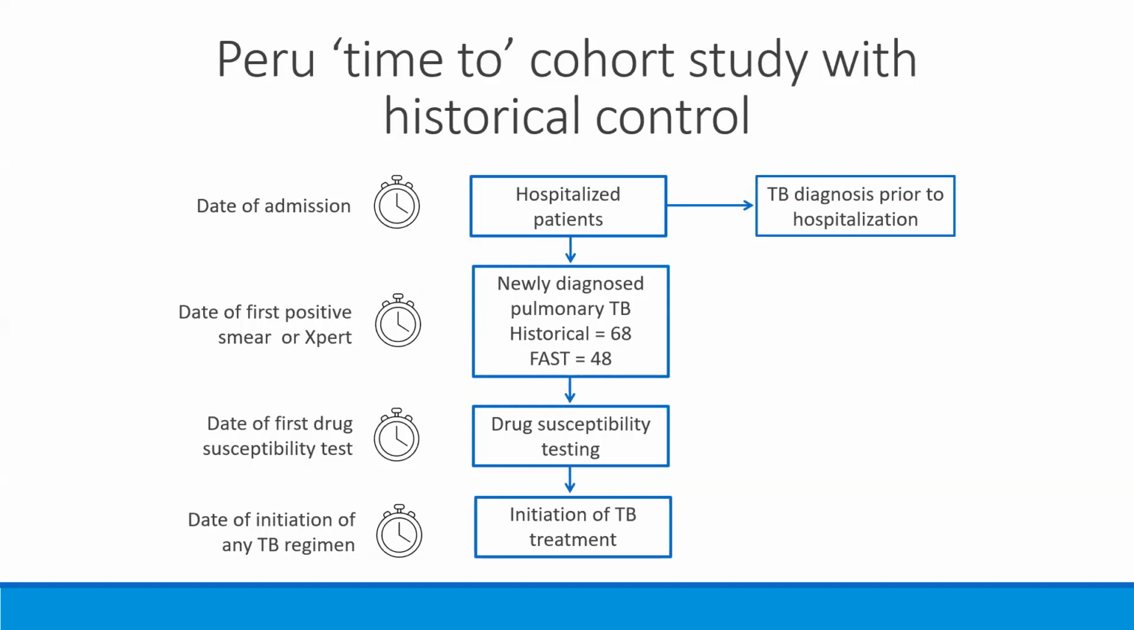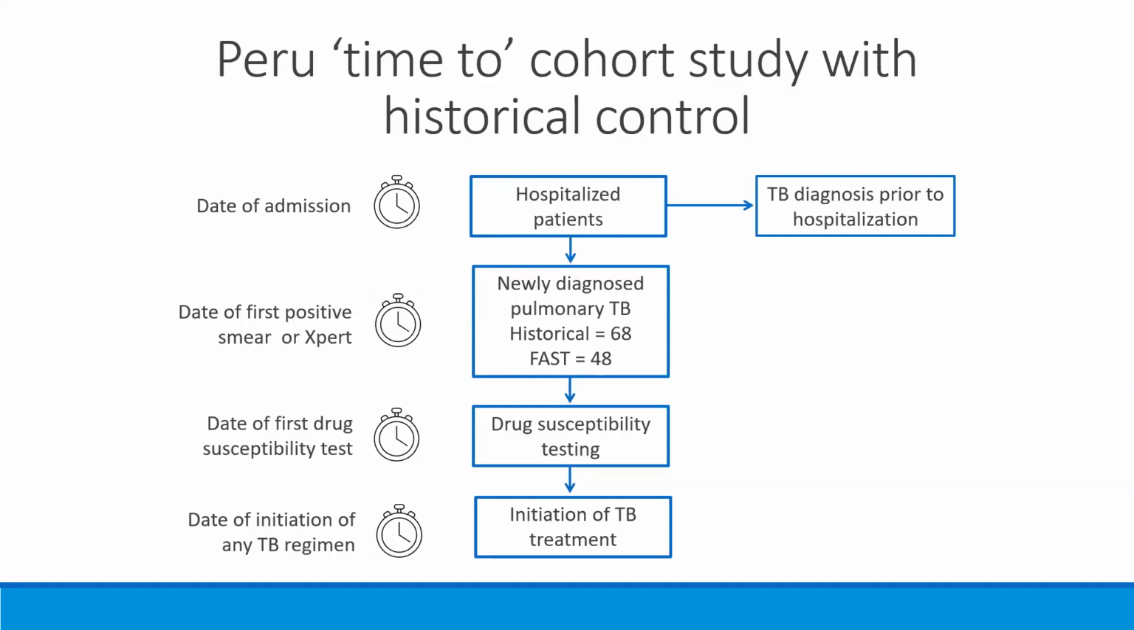From a pool of hospitalized patients, for this analysis, we focused on patients who had a new diagnosis of TB. We excluded any patients who had an existing diagnosis of TB. There were 68 patients found to be smear positive with pulmonary TB diagnosed at the moment they were hospitalized in the historical cohort, and then 48 patients with a new diagnosis of smear or Xpert positive TB in the prospective cohort.